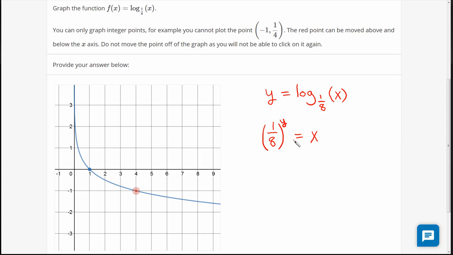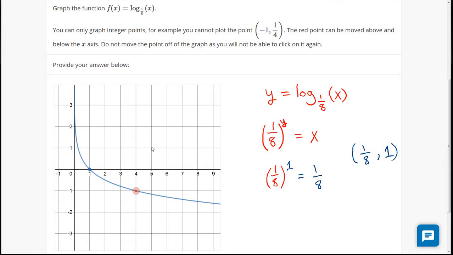So now I could just try some numbers. How about we make y equal to 1? Then y is equal to 1, and x is equal to 1/8. So great, we have a point: 1/8, because x is 1/8, and y is 1, because the exponent is the y. That's a point on our graph.